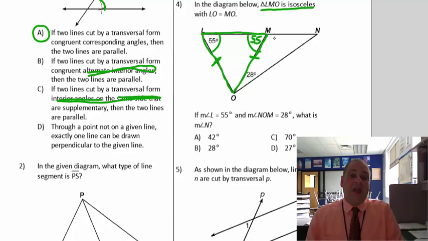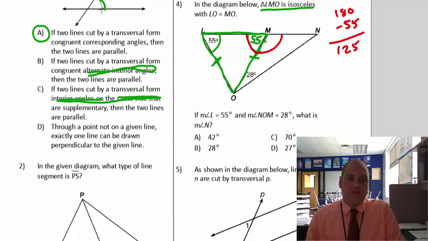Okay, and now I have a linear pair. Remember, you got to look for those 180s. See the 180? I'm going to change color. See the 180 here? All right, there's a linear pair. So 180 minus 55 is 125. So this is 125 here. All right, and then the 3 angles of a triangle add up to 180. I have 125 and 28, right? So I have 125 plus 28, and that's 153.